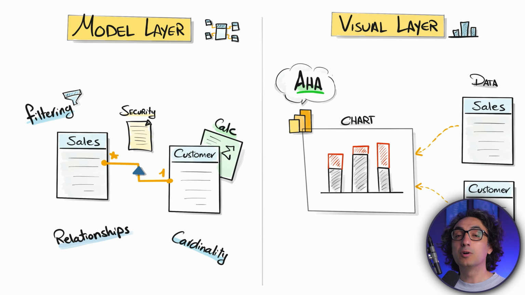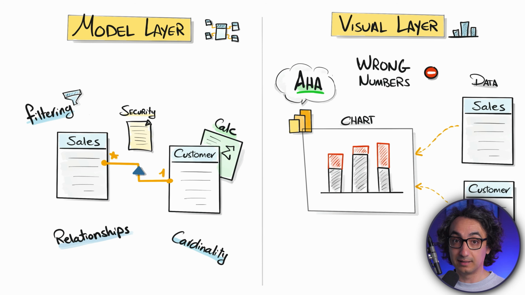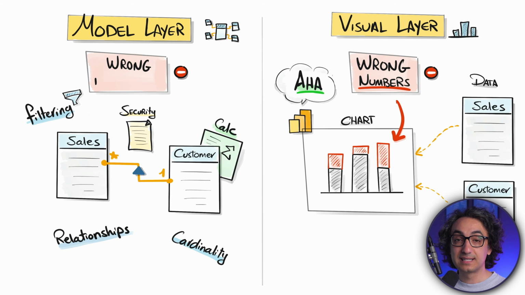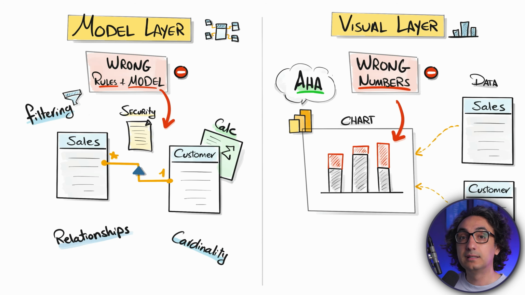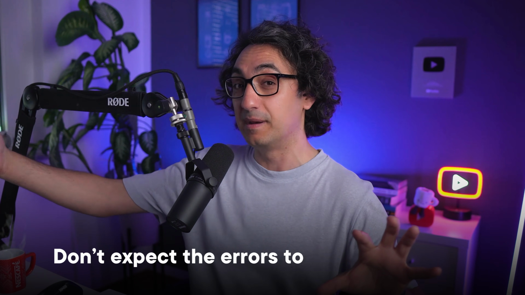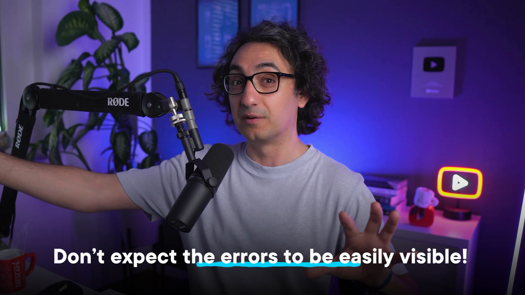And here is the most important thing to understand. If the numbers are wrong in the visual layer, it is highly likely because the rules, the shapes, the relationships on the model layer are wrong. So a bad model gonna define bad rules that gonna lead to bad numbers. And of course, my friends, if you make mistakes on the model layer, don't expect that you're gonna find a big error message in the visual in the reports.